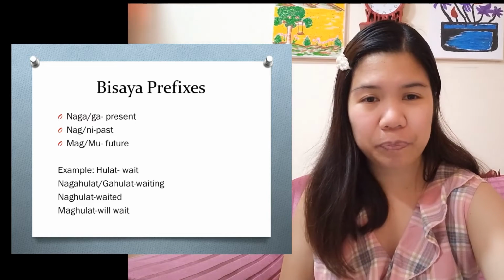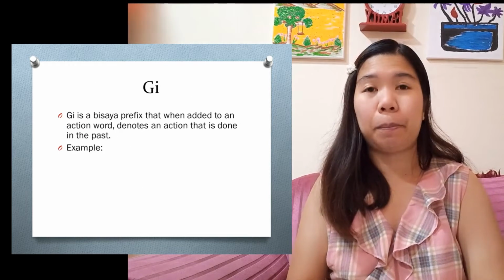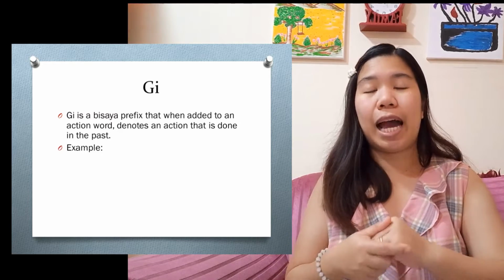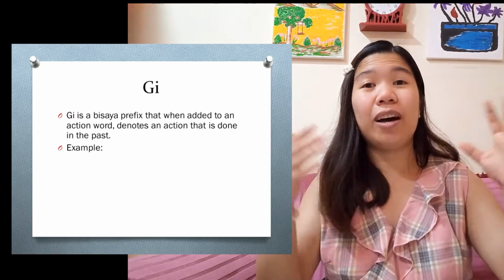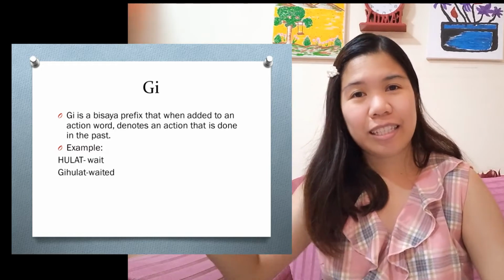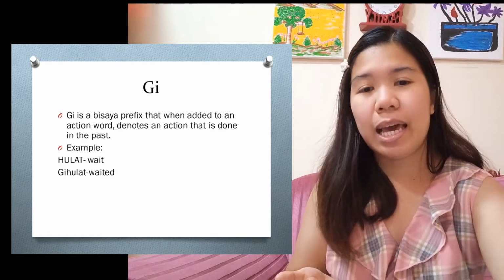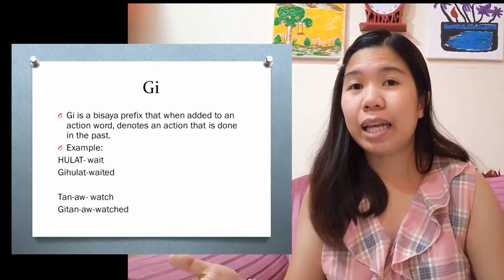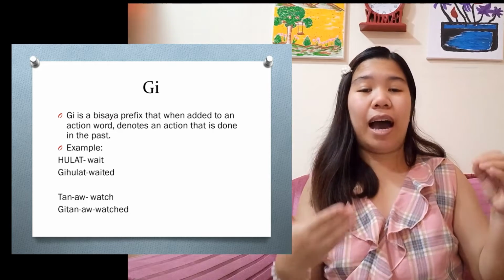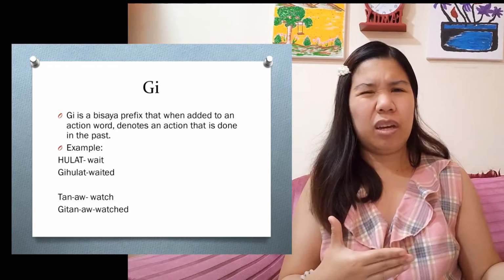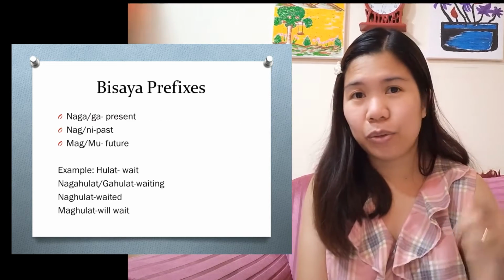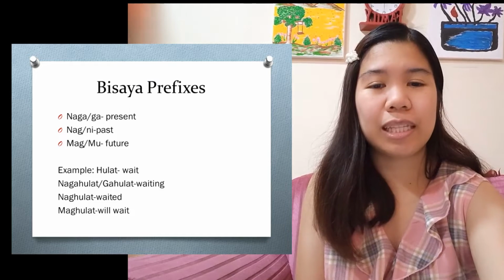Okay, so gi is actually a Bisaya prefix that when added to an action word denotes an action that is done in the past. Example, if you have hulat, you add gi, gihulat, it becomes waited. And then tanaw, watch. If you make it gitanaw, the action is now in the past, watched. Now, how is it different from nag or ni? Okay, so I'm going to discuss it now.